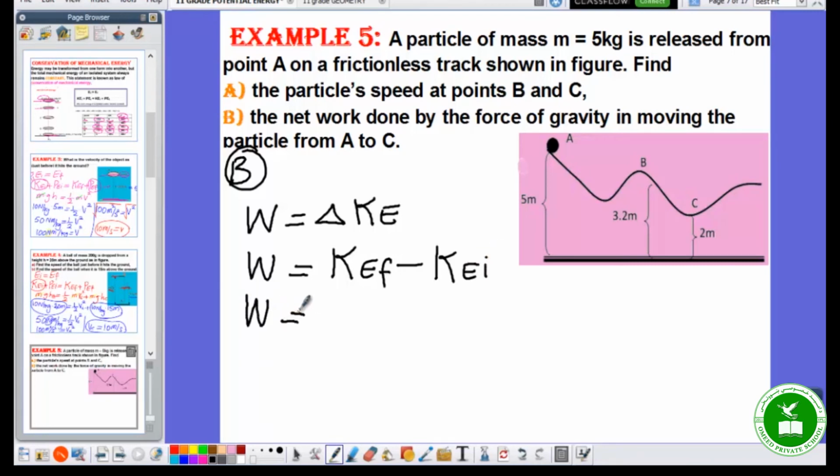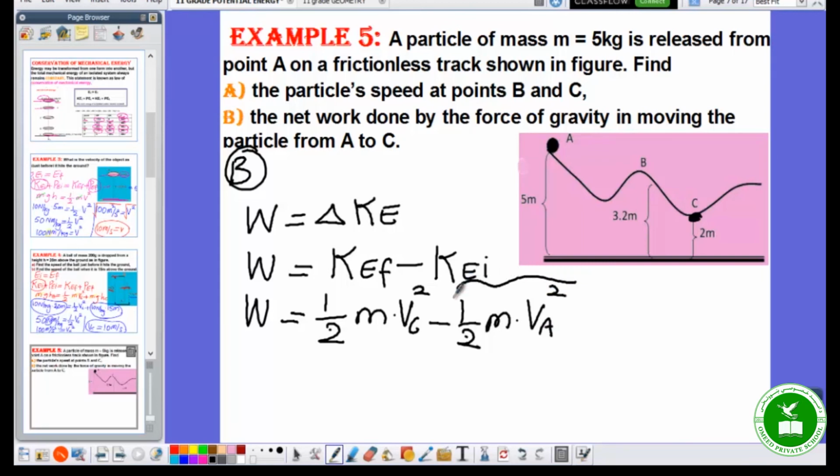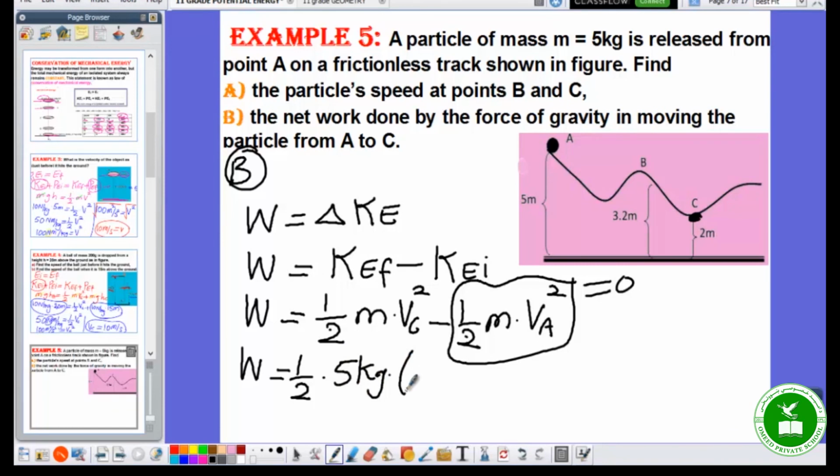Work done is equal to 1 over 2 m times v. Here final means at point C, right? Then Vc square minus 1 over 2 m into Va square, right? You know velocity of object at point A is 0, then this total expression becomes 0. Now work done is equal to 1 over 2 times m, which is 5 kilogram, times velocity of object at point C, 7.75 meter per second, whole square.